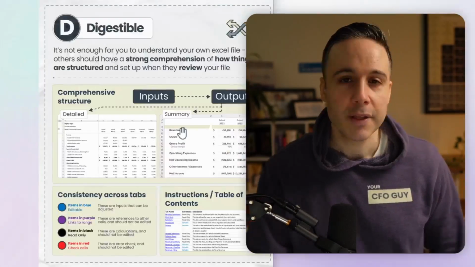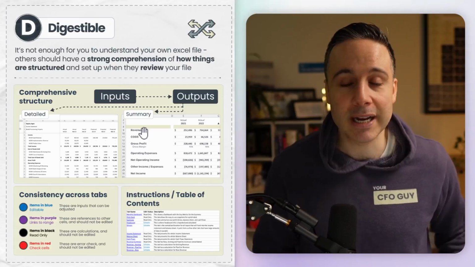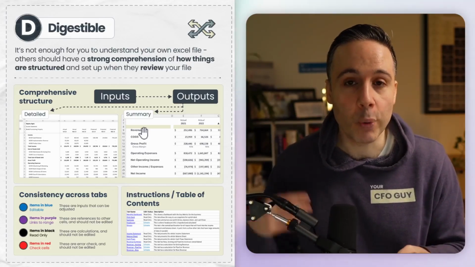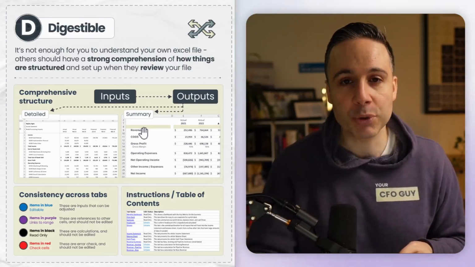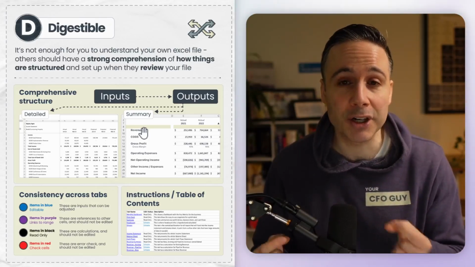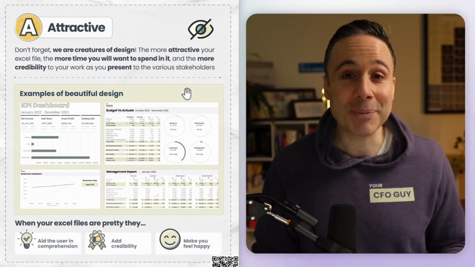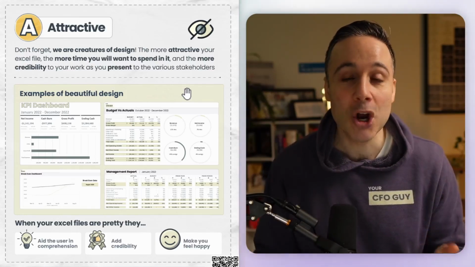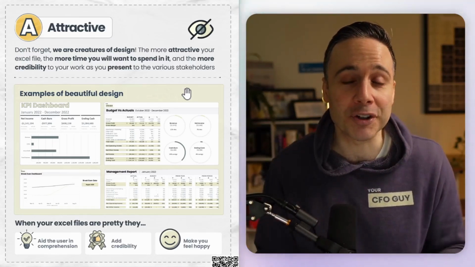I'm personally not a fan of utilizing circular references, but I have seen people do that sometimes to enable iterative calculations in their models. The next D in the DADA framework allows you to make your files digestible. Again, people should easily understand how exactly everything is structured, what they should consume, and what they should edit just by taking a look at your file. And we'll soon talk about the importance of setting color codes so that people can more easily understand those differences. And then lastly, your Excel file should be attractive. Don't make the mistake of just creating some basic financial models without any color, without any design. We're creatures of design, and the prettier your models, the more credibility and the more fun you'll have in Excel.